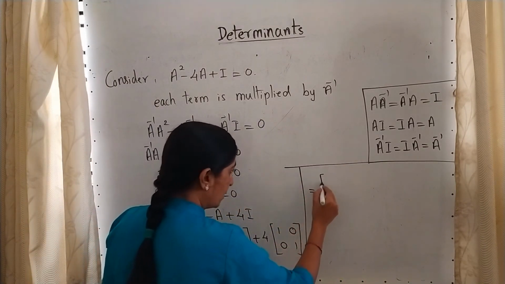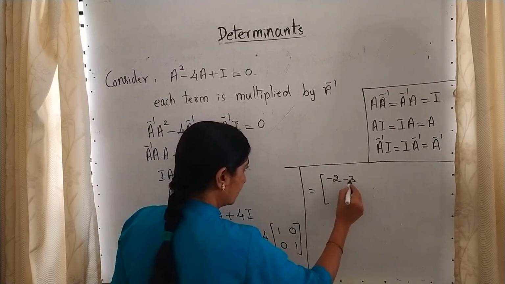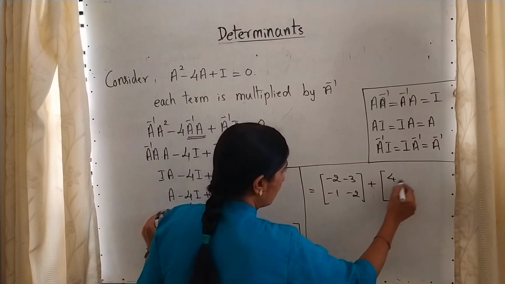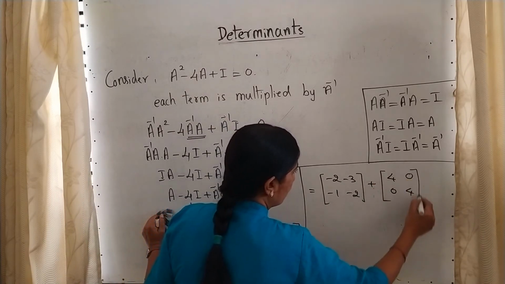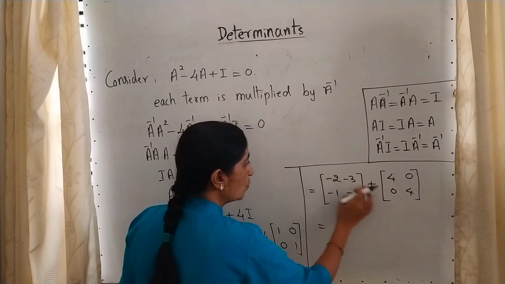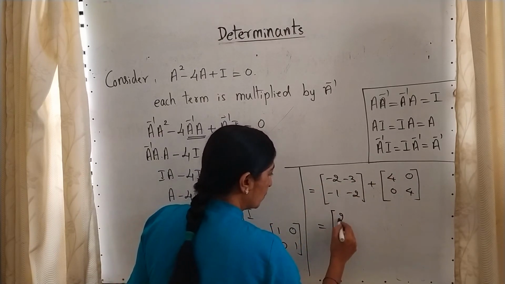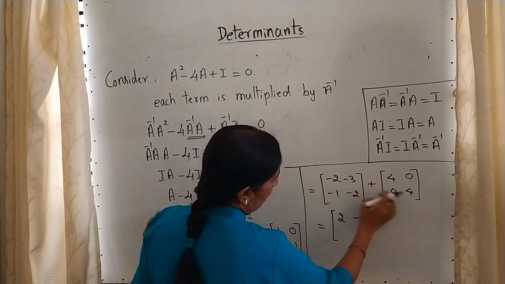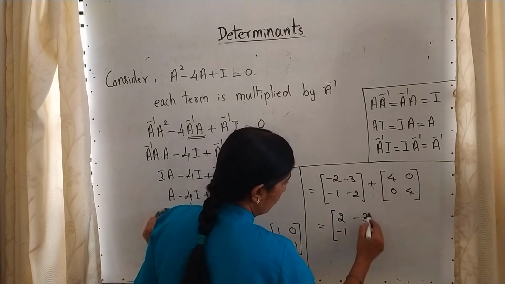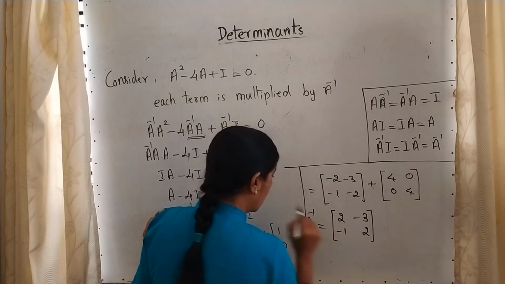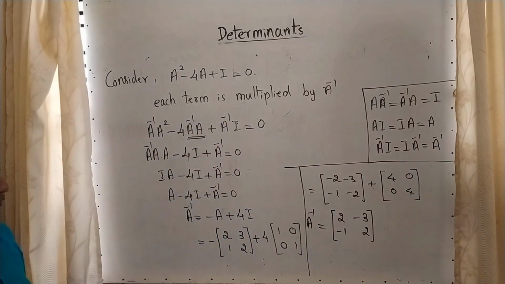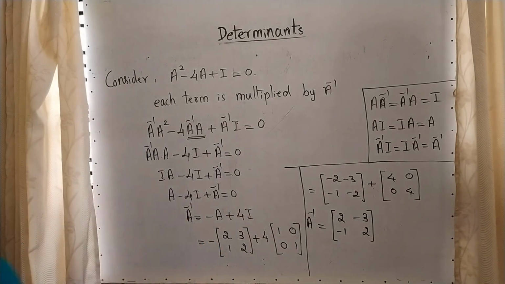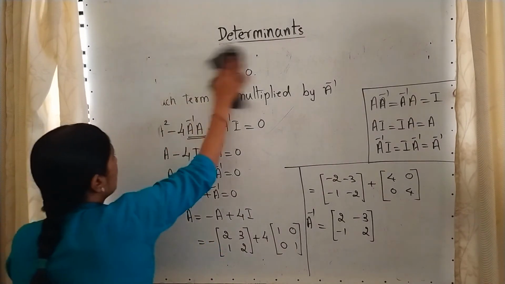Here I took minus inside and 4 inside the matrix. And just simplify. Minus 2 plus 4 is 2. Minus 3 plus 0 is minus 3. Minus 1 plus 0 is minus 1. This is 2. So this is what? This is A inverse. Understood? If you verify also, you will get the same answer. So moving to the next and the last question in the assignment.